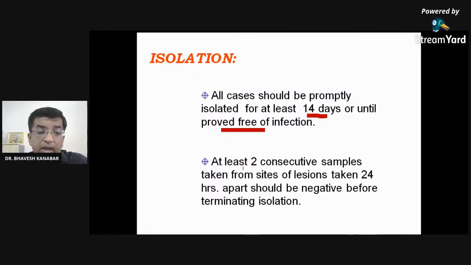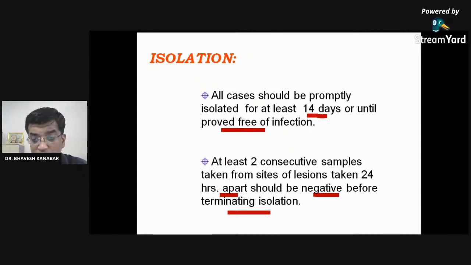At least 2 consecutive samples taken from the site 24 hours apart should be negative before terminating isolation, right? Before discharging the patient, we have to take 2 samples 24 hours apart and they should be negative for diphtheria. Like in the case of corona, previously we took 2 samples before discharging patients from the isolation ward. If one sample is taken today and is negative, the second should be taken next day at the same time and should also be negative. Then the patient can be discharged. But the guideline has now changed since many months, and we need not go for this test in case of corona.